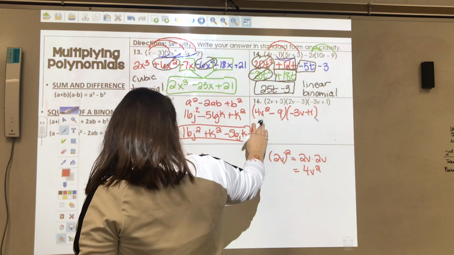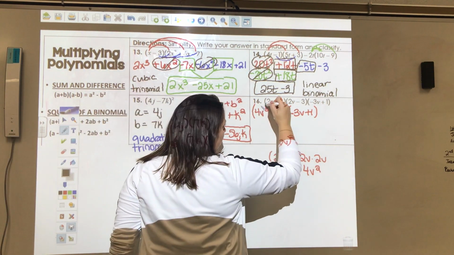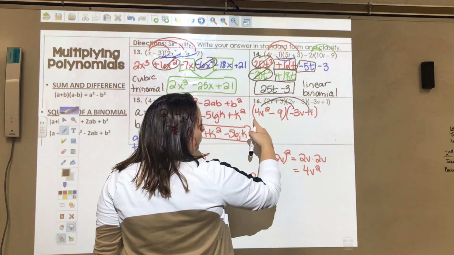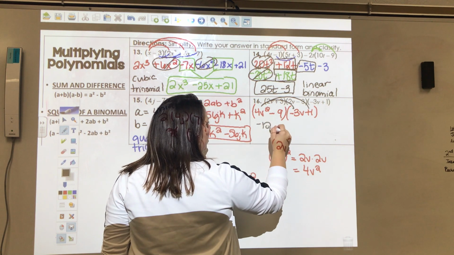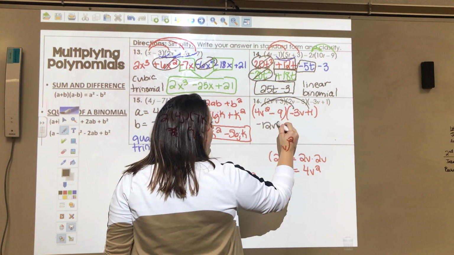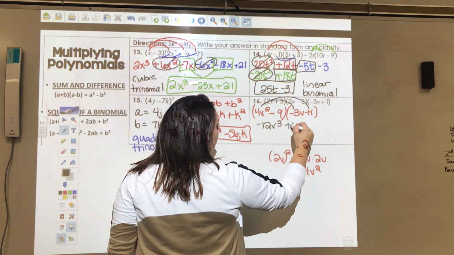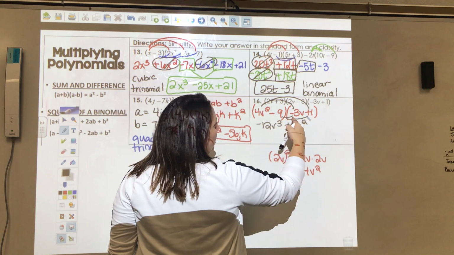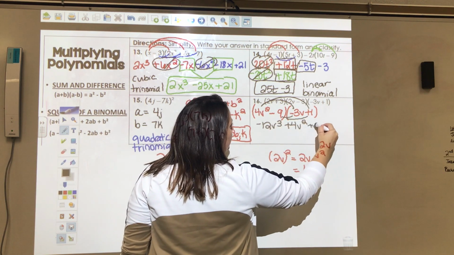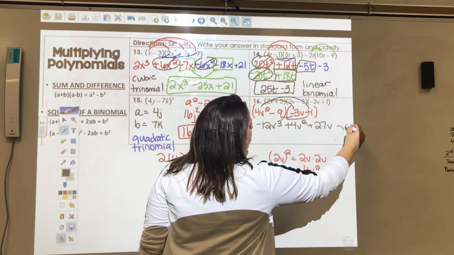Whew. Now we need to multiply this. Okay. So we multiply these two. 4b squared times negative 3b. 4 times negative 3 is negative 12. b squared times b is b to the third. 4b squared times 1 is itself, 4b squared. Now these two. Negative 9 times negative 3b is going to be positive 27b. Negative 9 times positive 1 is negative 9.